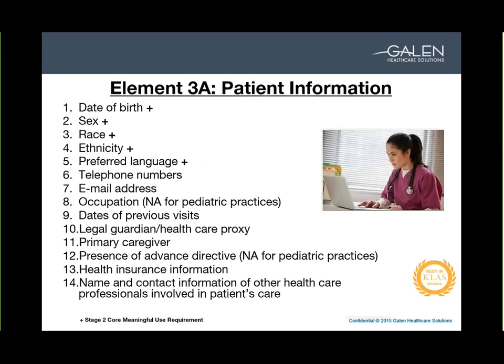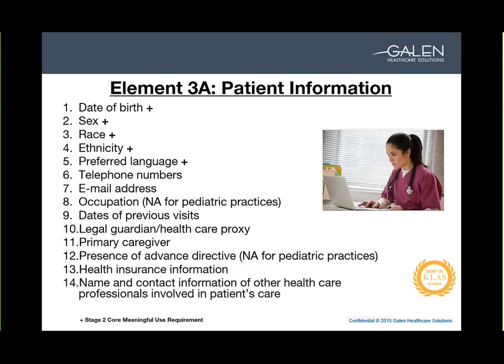What I will point out now, and I'm going to read it again, is that 1 through 13 here has to be searchable data and structured data fields in one of your systems, be it your PM or your EHR. They're going to have to be reportable with numerators and denominators. So that's important to think about and get each one of these.